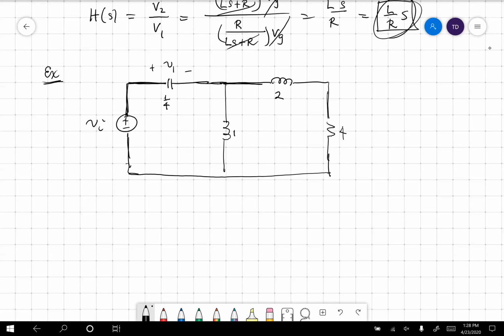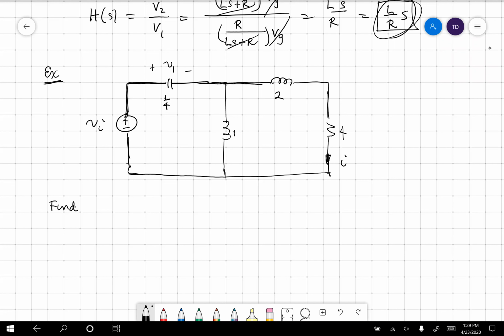Okay. All right, here's our circuit. So here's what we want to do. I'm going to label this, I'm going to put a current in here. Let's call that current I. Okay, so actually, I'm in the time domain still. So here's what I want.